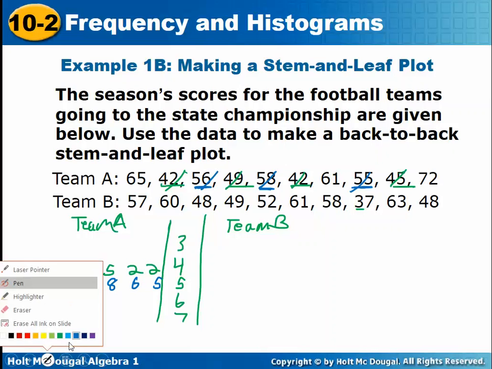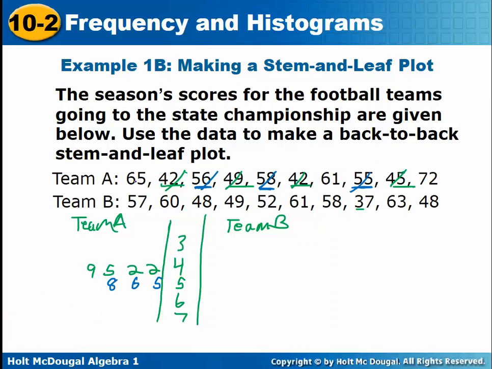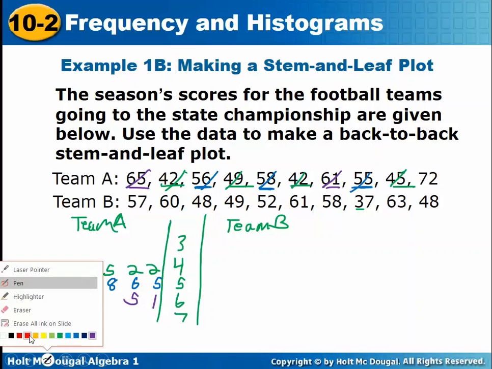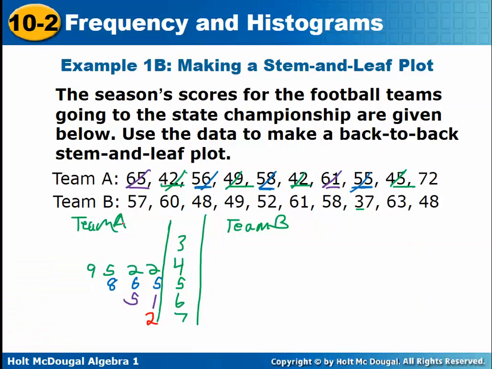Okay, next we'll do our 60s. There's a 65 and a 61. So a 1 and a 5. And finally, all that's left is 72. We need a 2 for that. Okay, so Team A is all done.